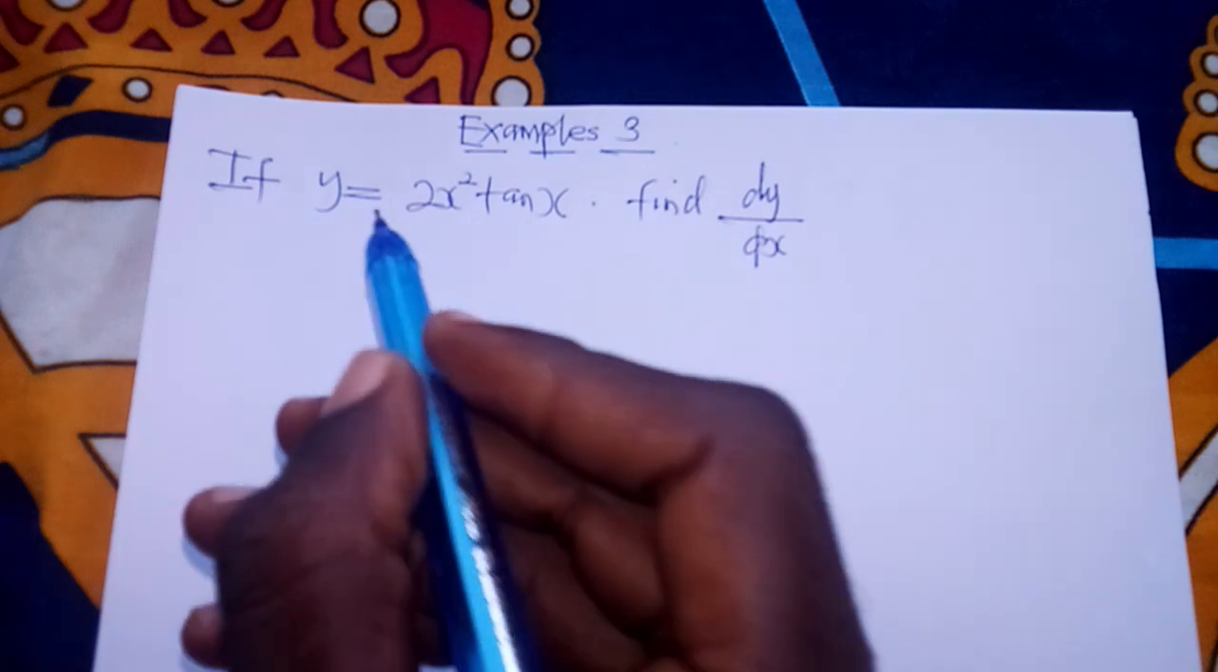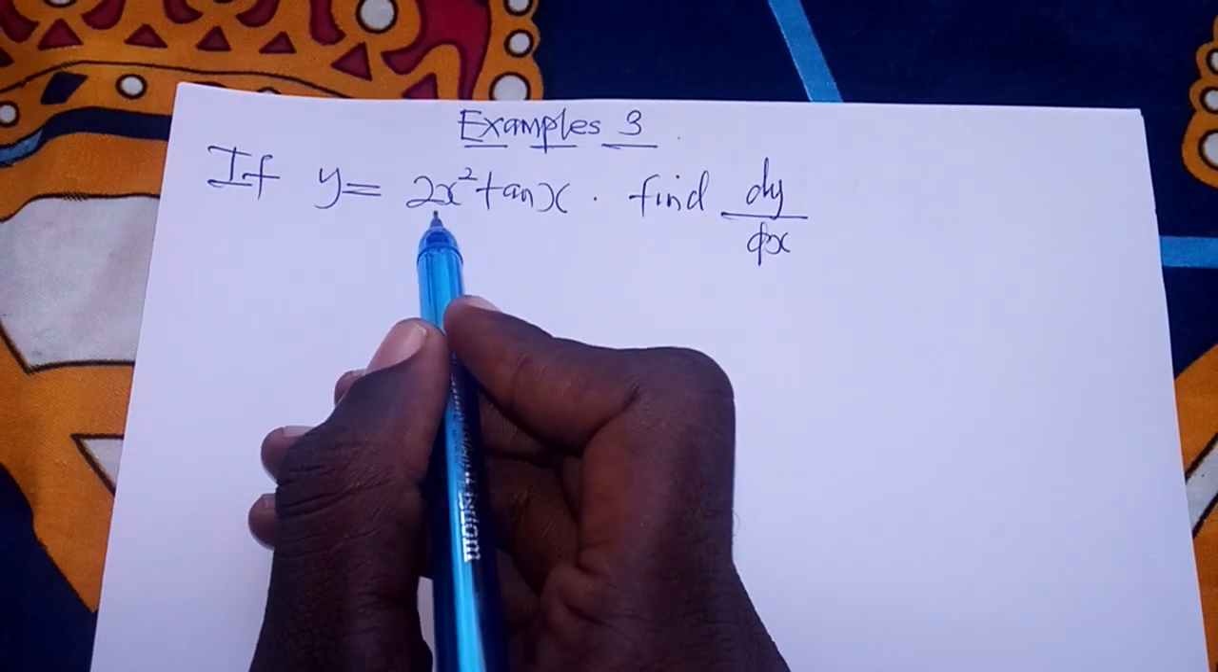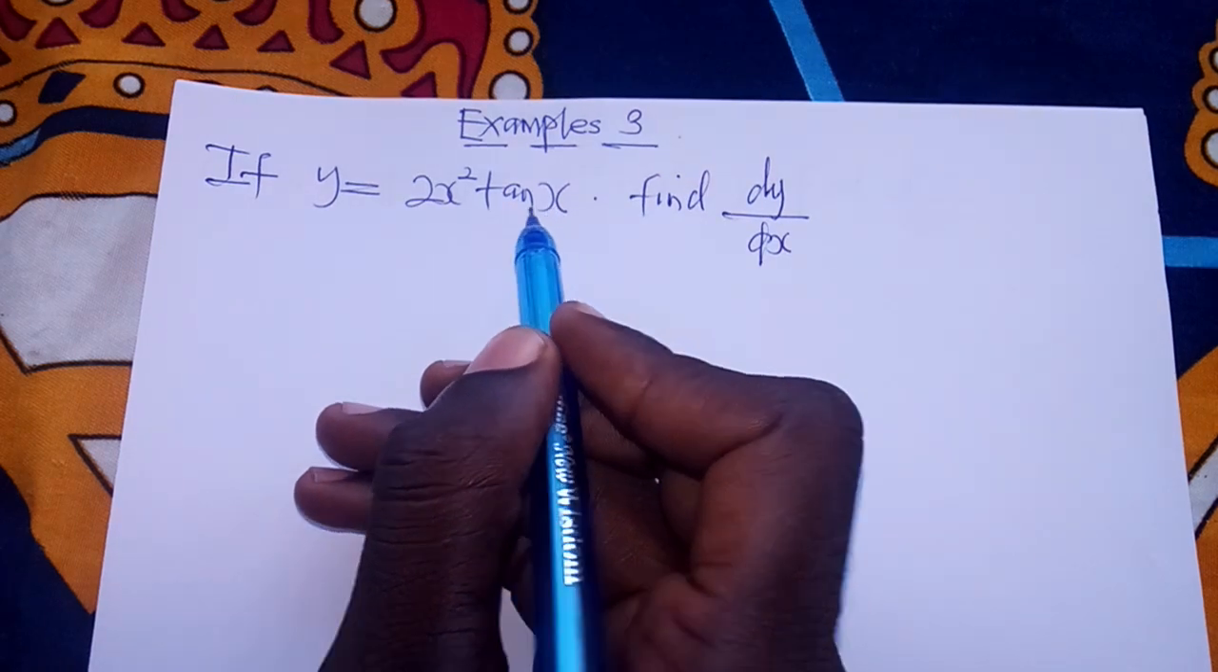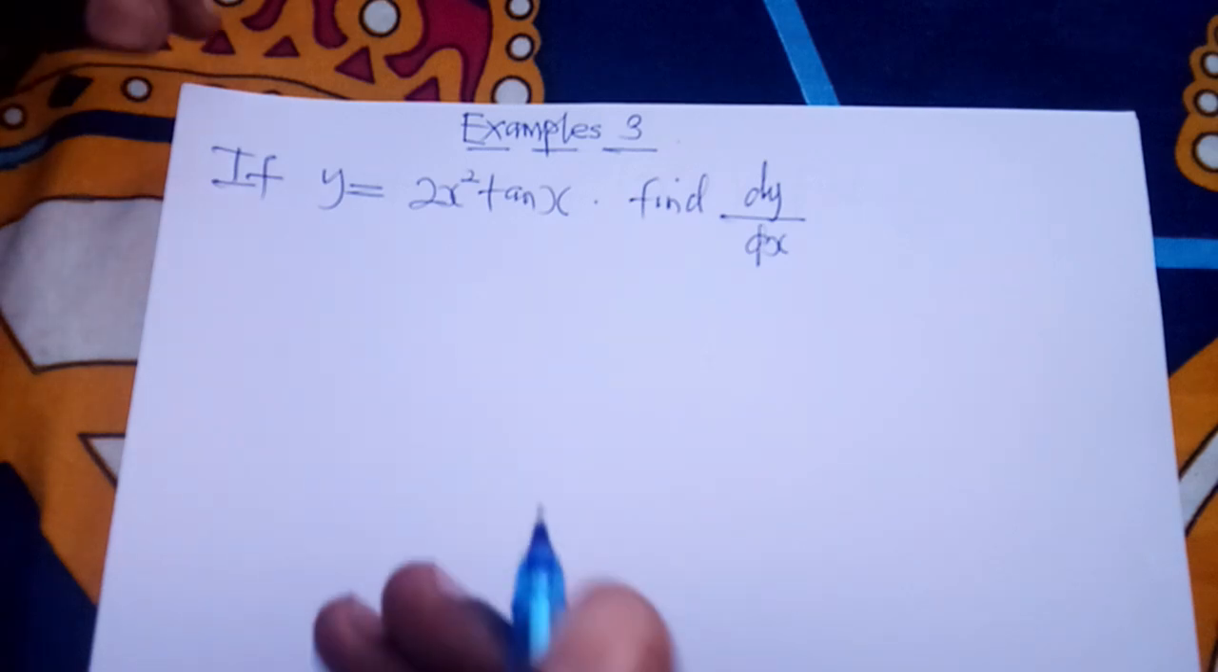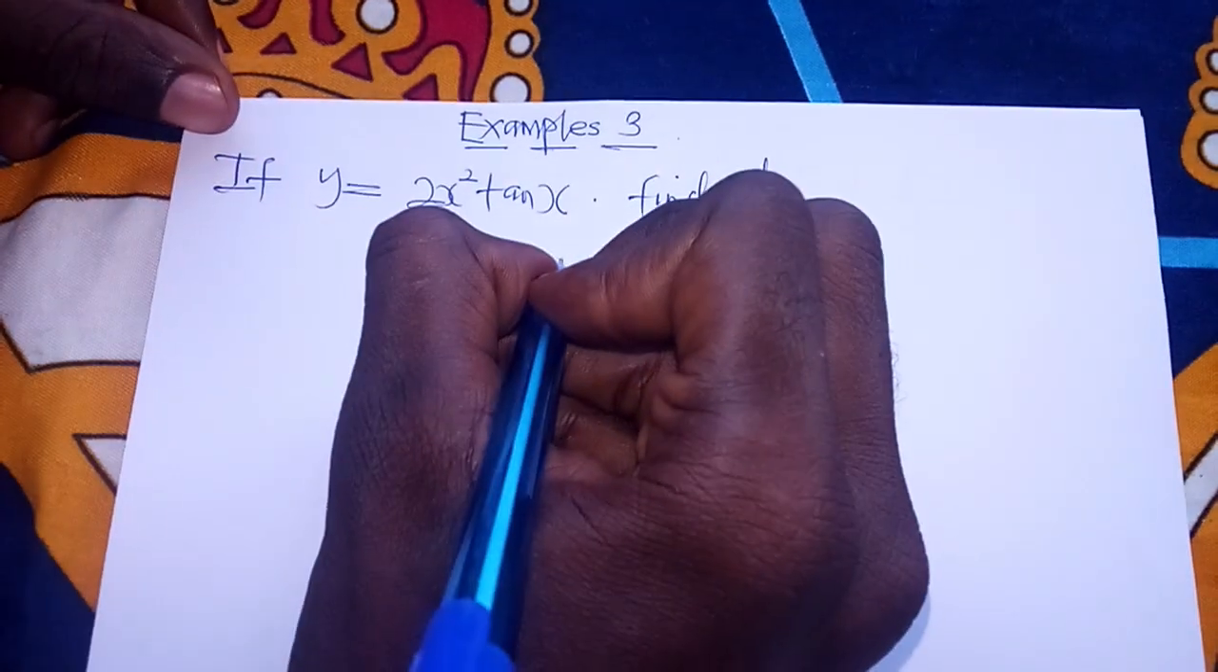Now, we are on example 3. It reads, if y is equal to x squared tan x, then we have to find dy upon dx. Let's get on to it and see. Now the first step, let's say solution.